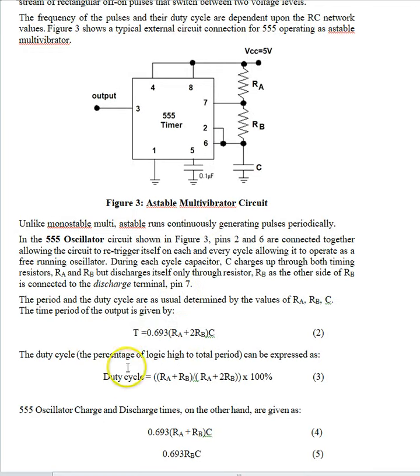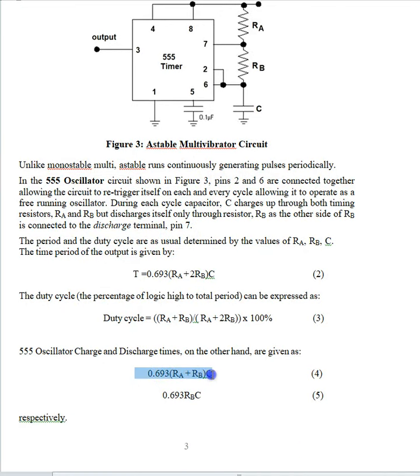Now the times of charging and discharging can be seen from these formulas. When you add them together, it gives you a total pulse period of 0.69 times (RA plus 2RB) times C. And then you have this formula for the duty cycle. With this formula, you will easily see you're always going to get something greater than 50%. So you cannot go lower than 50% for sure.